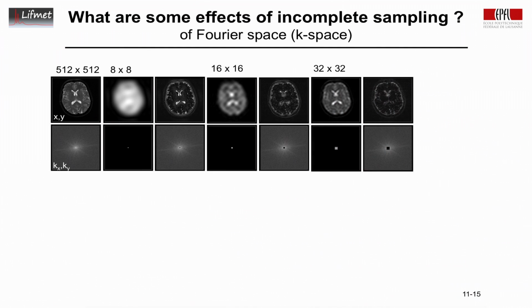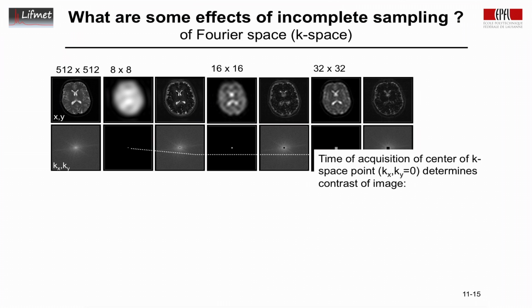32 by 32, and it's already quite amazing how much contrast we have at this point. 32 by 32, that's a very small matrix compared to 512. We're starting to see structures in this brain scan, and eliminating the first central 32 points gives edge features.